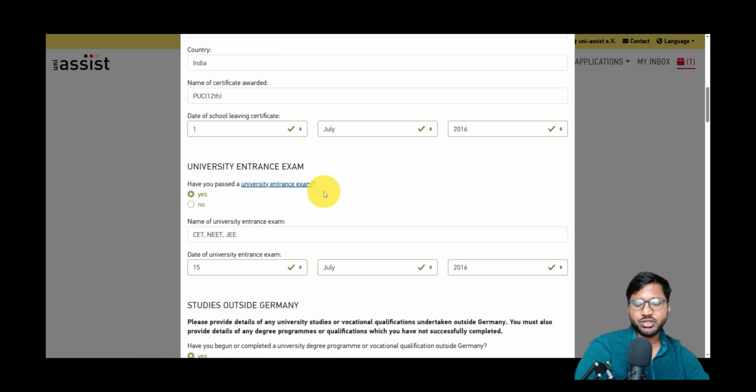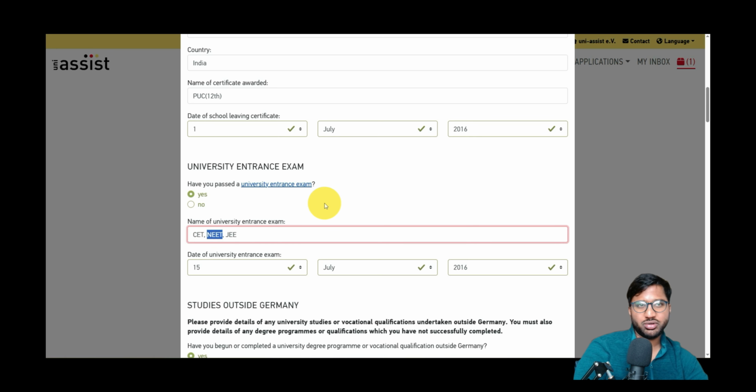Depending upon your country or state, you can fill in yes or no. At least in my case, it was compulsory. We had to take the CET. When I did it, it was the CET. Then after 2016, the CET was cancelled. Now they have made it a national level entrance examination, which is NEET.